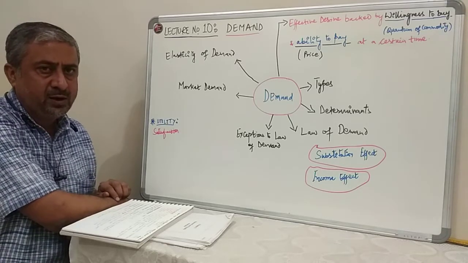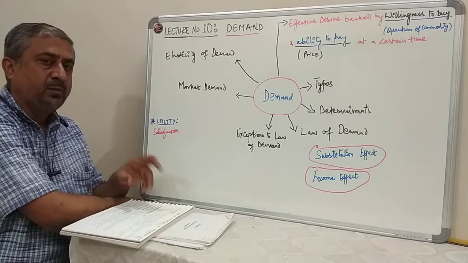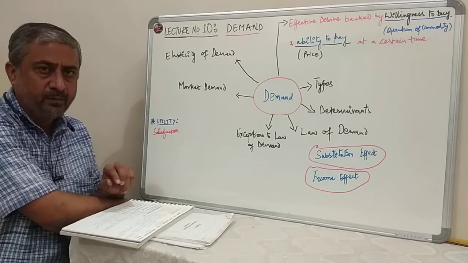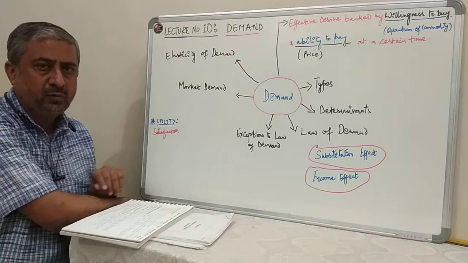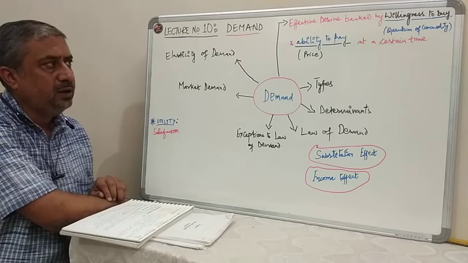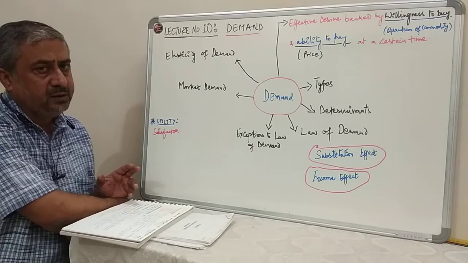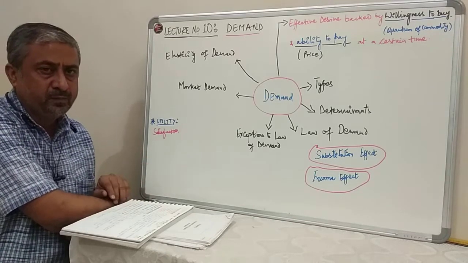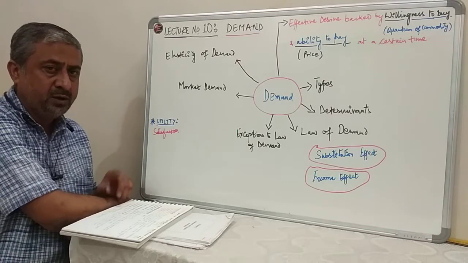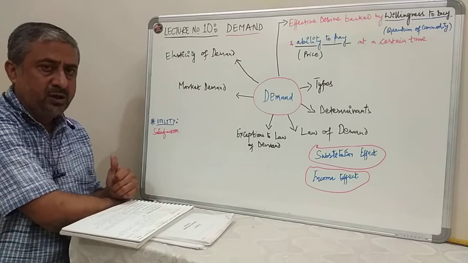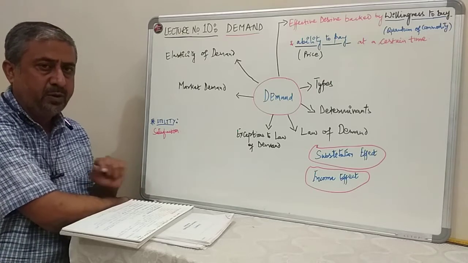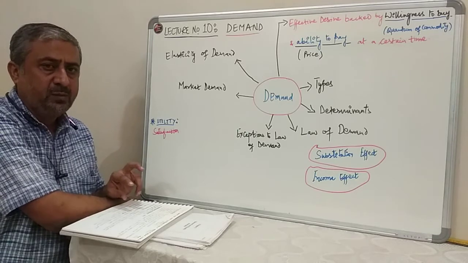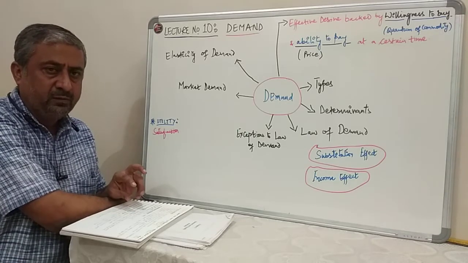What does willingness to buy reflect? The quantum of the commodity, how much quantity you are going to consume at a certain price. That is what we call willingness to buy. And ability to pay decides the price at which you are going to consume. Willingness to buy is going to determine the quantity. Ability to pay is going to determine the price. It means to have demand for a certain product, you need to have effective desire.